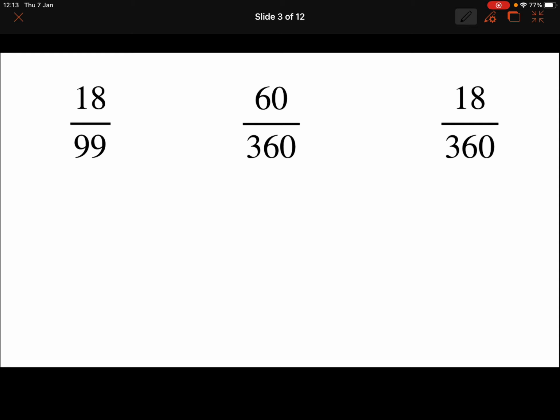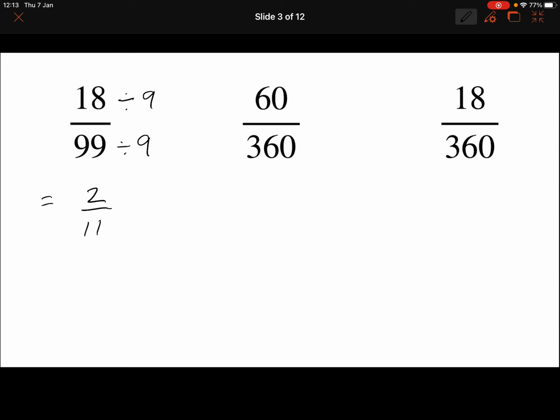In this occasion here, the largest number that goes into both top and bottom is 9. So essentially what I'm going to do is divide the top number by 9 and also divide the bottom number by 9. So that there would be 2 and that number at the bottom would be 11. So that's exactly the same as 2 11ths.